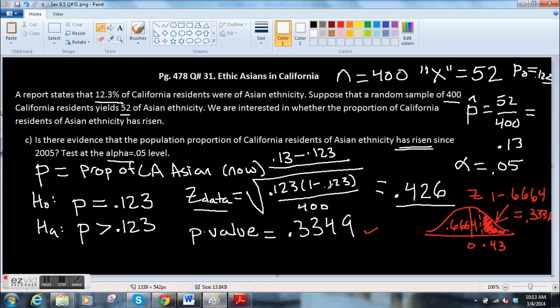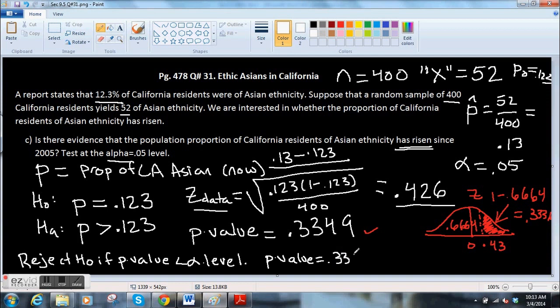So now we have the Z data and the p-value. We need our conclusion. Remember, this is always the rule: reject H0 if the p-value is less than the alpha level. So in our case, this is how I like to write it. P-value equals 0.3349. The alpha level is 0.05. This number is bigger, greater than the alpha level of 0.05. So we would reject if it was smaller, but it's bigger, so we fail to reject.